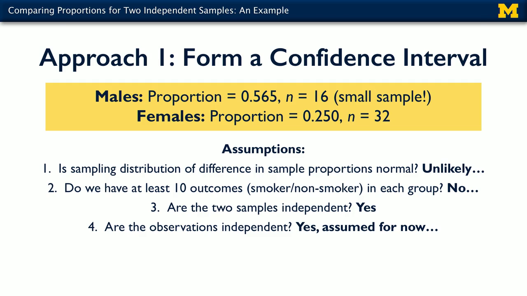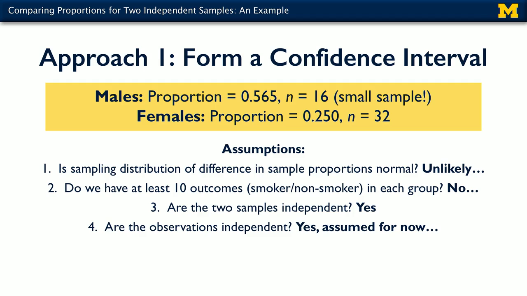So let's evaluate some of the assumptions that we're making in comparing these two proportions. First of all, is the sampling distribution of the difference in the sample proportions normal? Well, this is probably not going to be the case because we have such small sample sizes in each of the two groups. So we can't really rely any longer on the central limit theorem and assume a normal sampling distribution for the difference of the sample proportions. So this assumption is unlikely, and this is mainly a product of the small sample sizes.